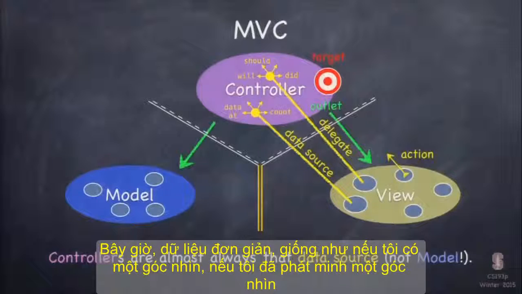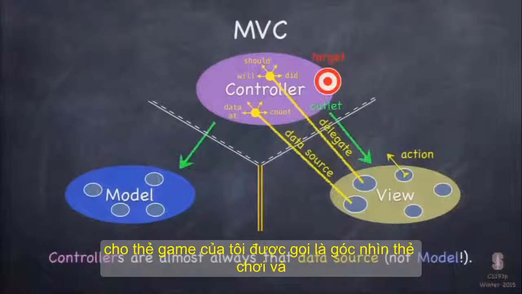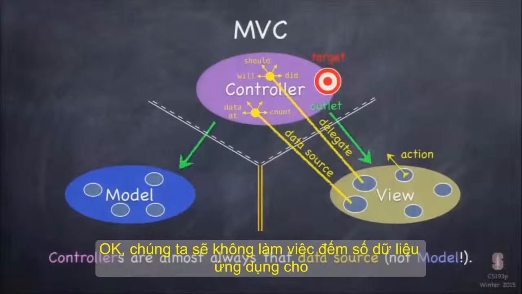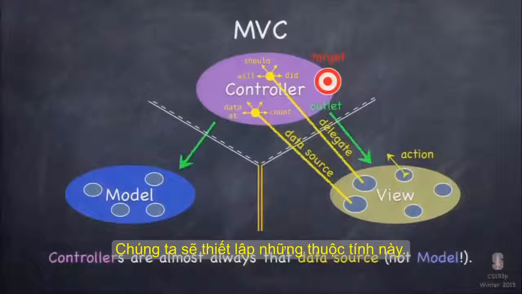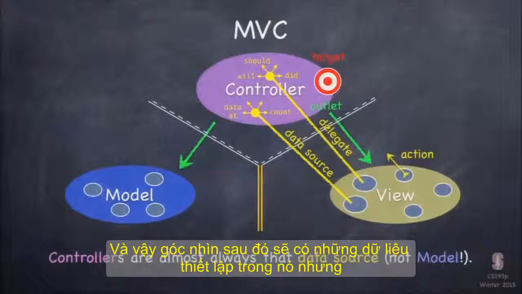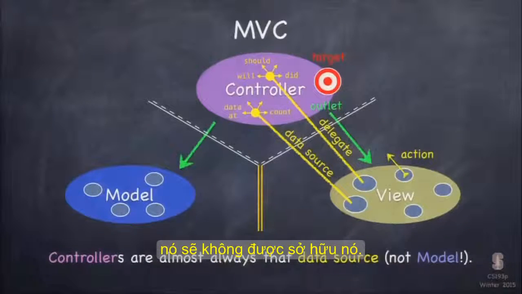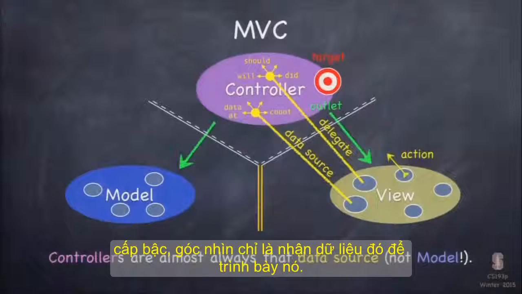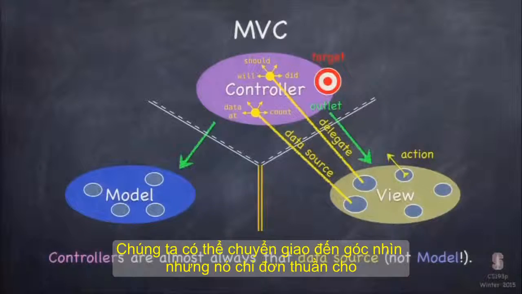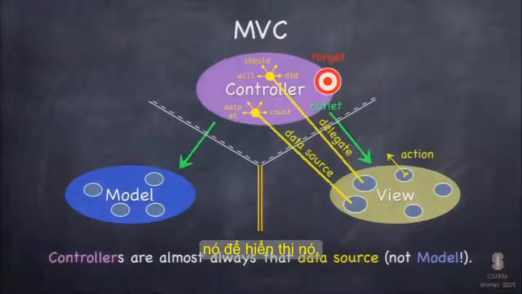Now, simple data, like if I invented a view for my card game called playing card view, and it just has a suit and a rank, we're not going to do count data for just suit and rank. We are going to set those properties. And so the view would have that data set in it, but it wouldn't be owning it, right? The model would still be owning the suit and rank. The view is just getting that data to present it. Okay, so simple data we might transfer to the view, but it's merely for it to display it.